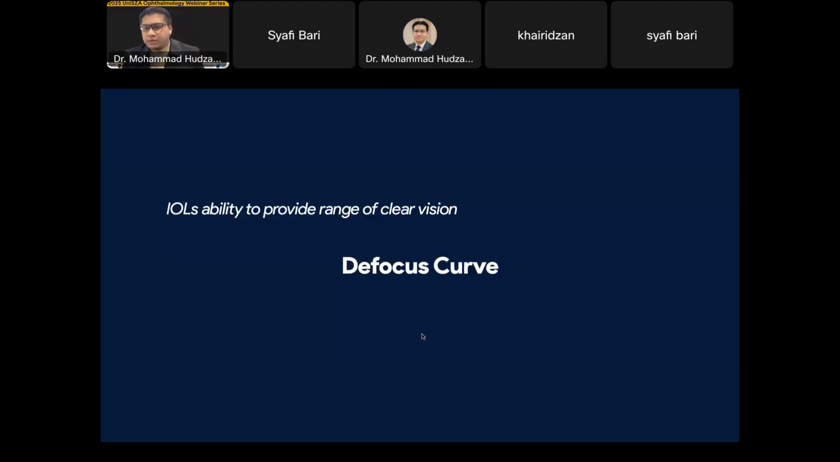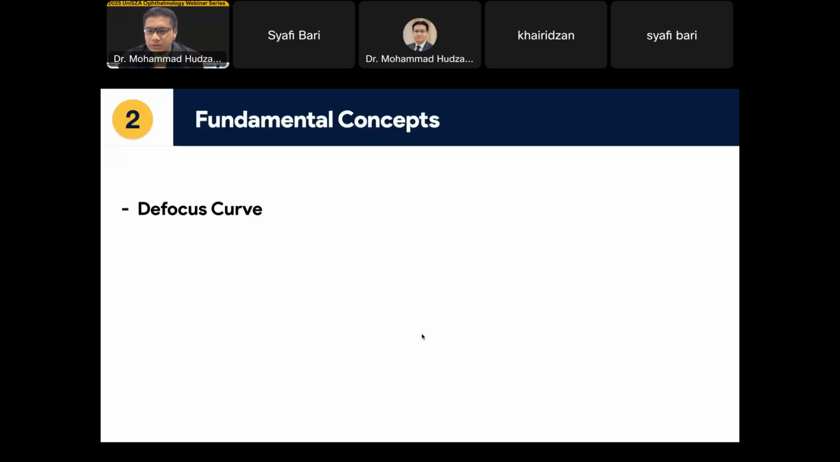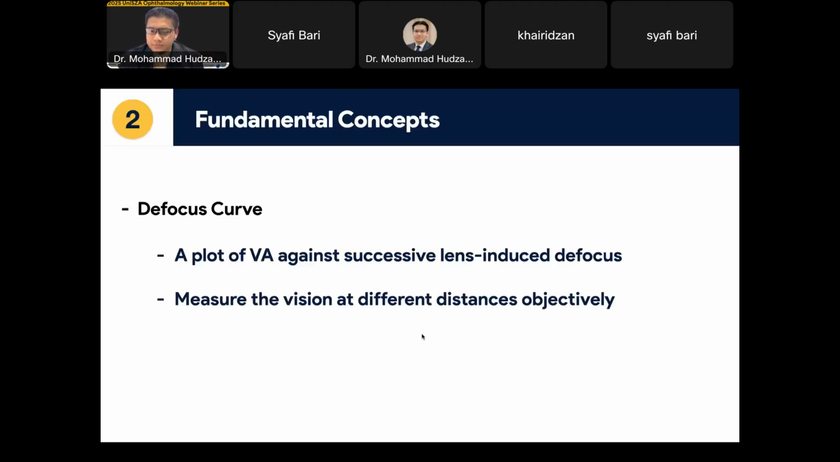We have talked about the amplitude of accommodation. Now we move on to the defocus curve. To understand the ability of the lens to provide clear vision, we need to understand the defocus curve. What is a defocus curve? A defocus curve is basically a plot of visual acuity against successive lens-induced defocus.